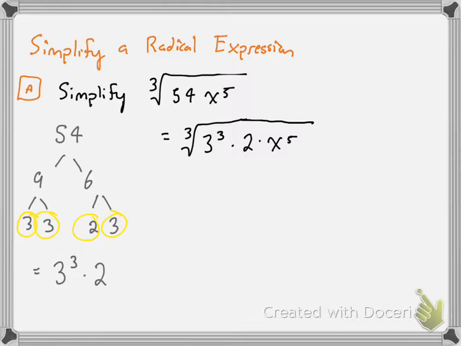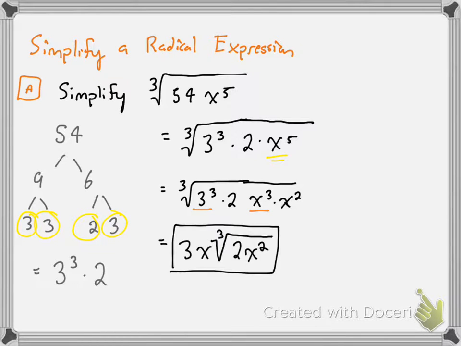I'm going to rewrite that back in the radical, and from there, dealing with that x to the 5th power, I'm just going to break it off. If I'm trying to take a cube root, I'm going to pull 3 x's out of x to the 5th and rewrite it as x cubed times x squared. So now, taking the cube root of this, I'm looking at perfect cubes within the radical, which are 3 cubed and x cubed, so I can move those out of the radical and cancel it out. My final answer here is 3x times the cube root of 2x squared.